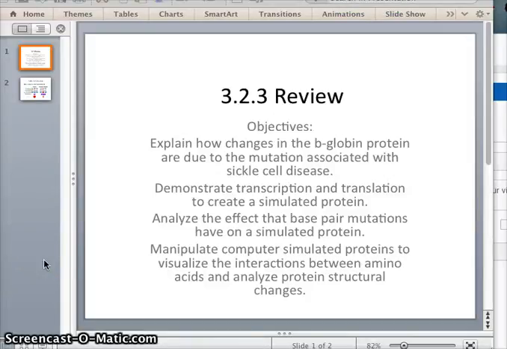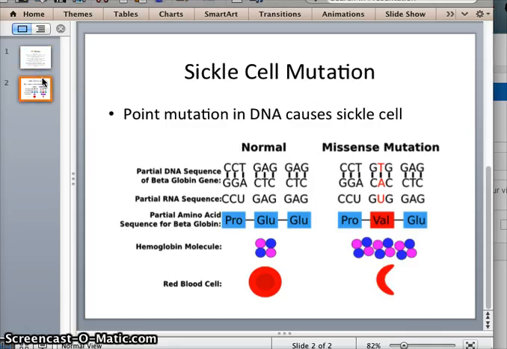So for our final review, if I would put it all together, you need to be able to explain how we get from normal cells to sickle cells from one little point mutation. So first, let's look at the point mutation. So sickle cell is a huge long DNA sequence, but right here in one single point, we change an A to a T, which then changes our mRNA. Instead of our mRNA being GAG, it is now GUG.